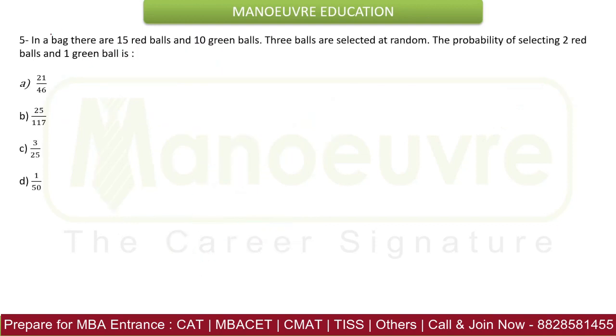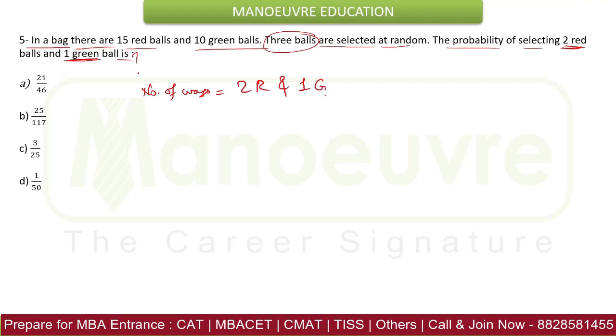Next question. In a bag there are 15 red balls and 10 green balls. 3 balls are selected at random. The probability of selecting 2 red and 1 green ball is, what is the probability they are asking? Probability of selecting 2 red and 1 green ball. Okay, fine. So first we have to find the number of ways in which 2 red and 1 green ball can be selected.